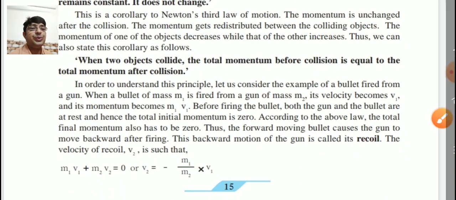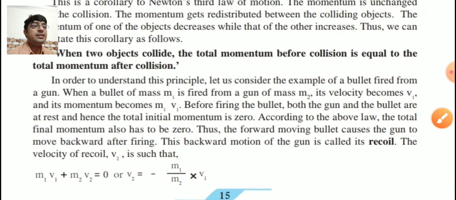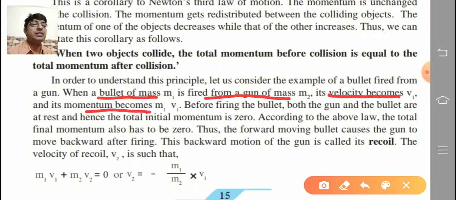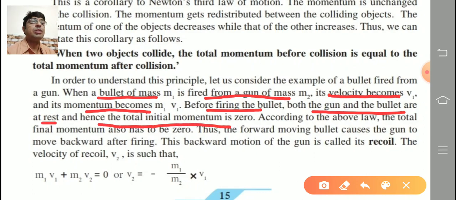Now in order to understand the principle, let us consider the example of a bullet fired from a gun. When a bullet of mass m1 is fired from a gun of mass m2, its velocity becomes v1 and its momentum becomes m1 v1. Before firing, both the gun and bullet are at rest. Hence the total initial momentum is 0 because the initial velocities are 0. According to the above law, the total final momentum also has to be 0.